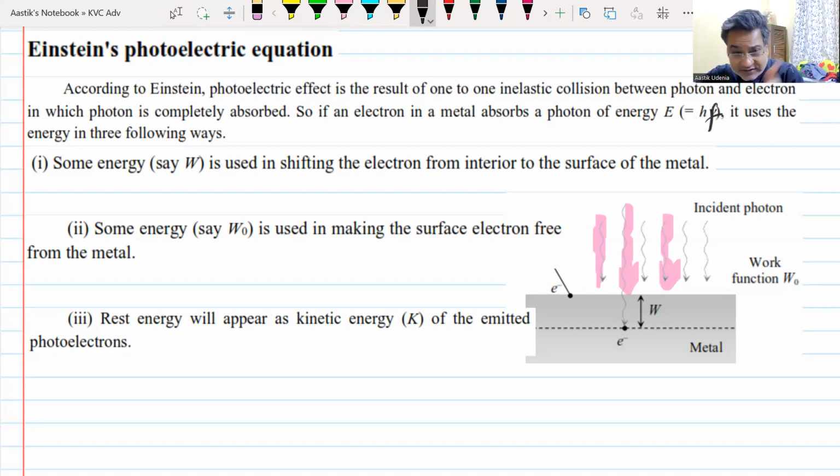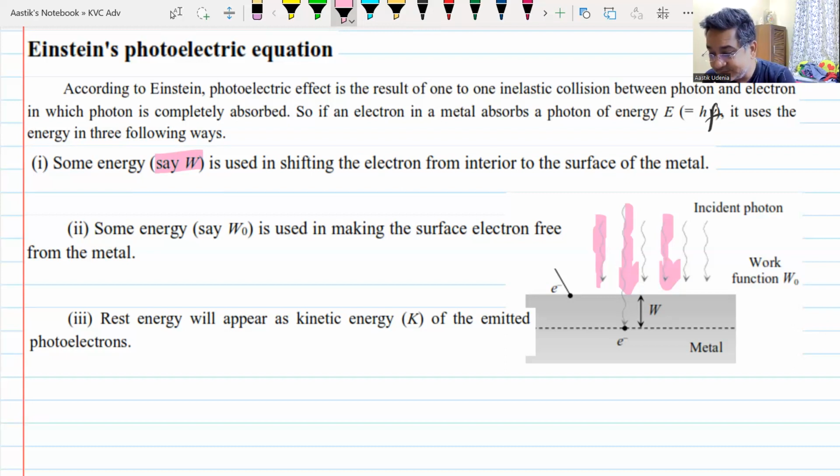Now when these photons fall on a metal surface, what is going to happen? There may be some electrons which are lying on the surface. There may be some electrons which are inside the metal. So some energy would be used in shifting the electron which is inside the metal onto the surface of the metal.